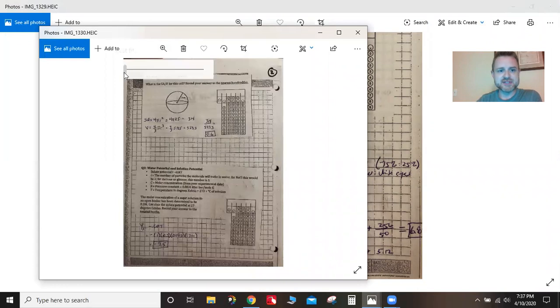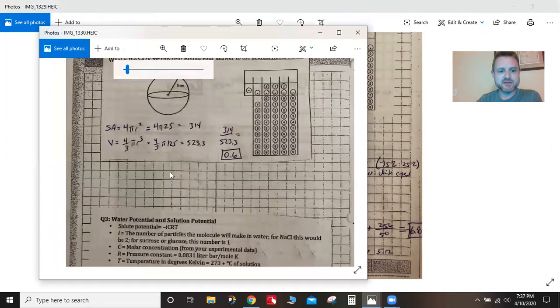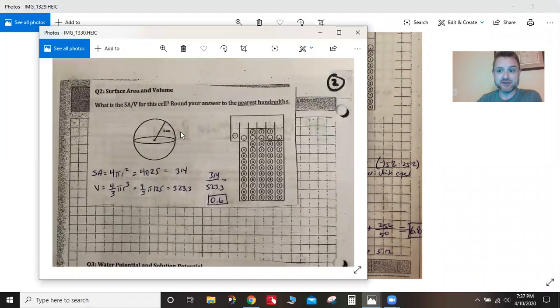This is a surface area to volume question. So this is a sphere. What's the surface area to volume ratio for this cell? So surface area for a sphere is this equation. Plug in the math, I get 3.14.